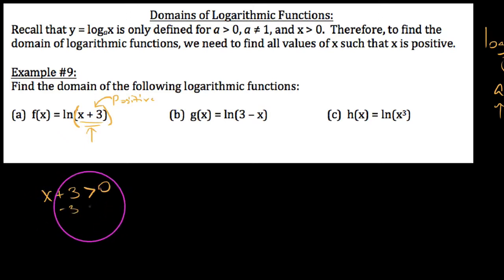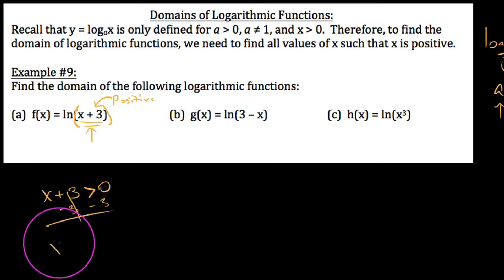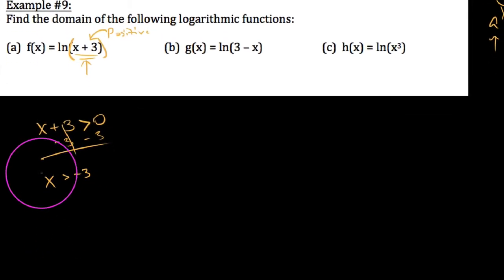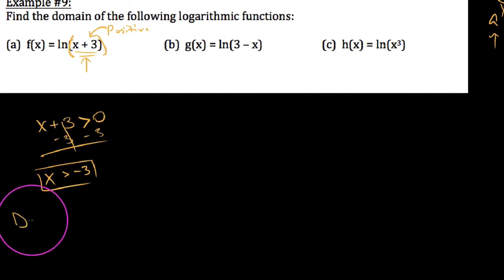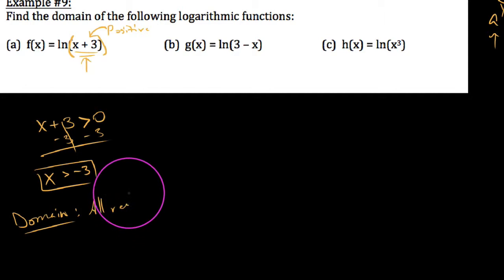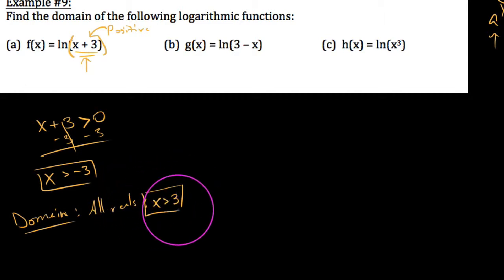So solving this, we say negative 3. We get x is greater than... oh, did I really just do that? Greater than negative 3. So we'd say the domain of this first function here is all reals such that x is greater than negative 3, because those would be all the x values that when I plug them in, I would get something that is positive. Not even 0. I don't even want 0. I just want greater than 0. So we'd say positive, okay?